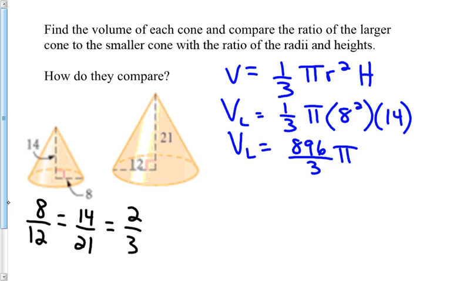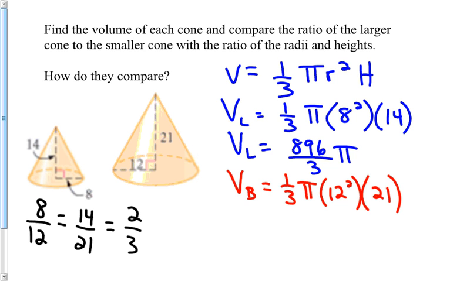And now let's find the volume of the big cone. So we'll go VL was for little, VB for big. And we'll have 1/3 pi radius of 12 squared times the height of 21. So the volume of the big cone, 1008 pi.